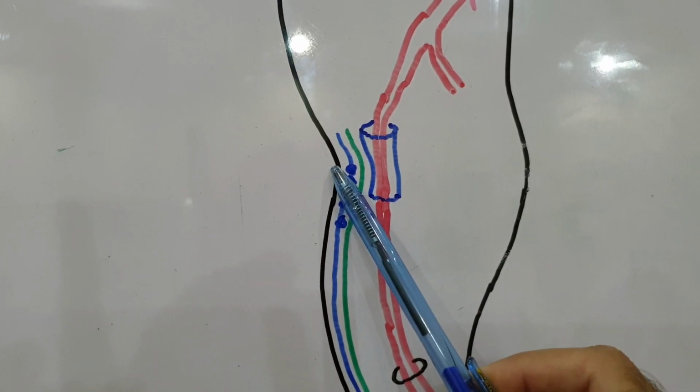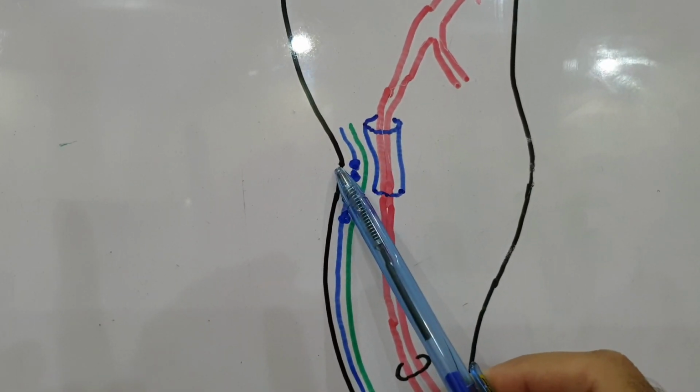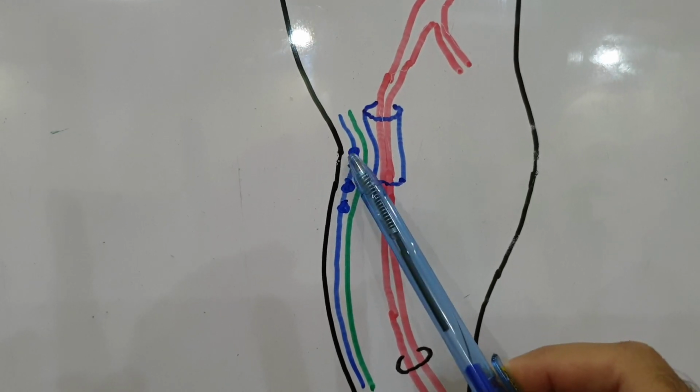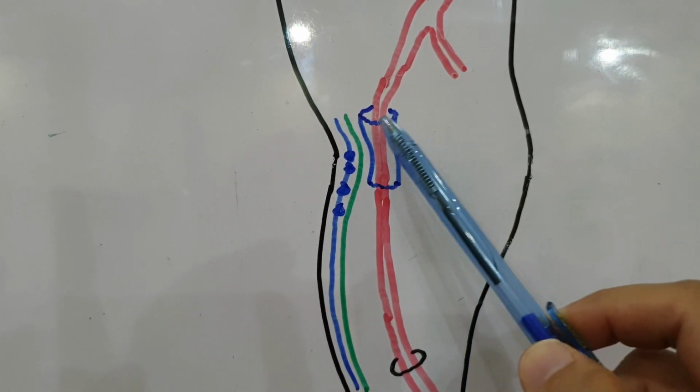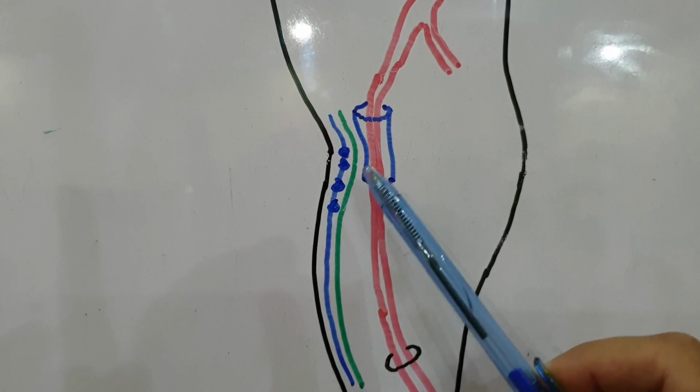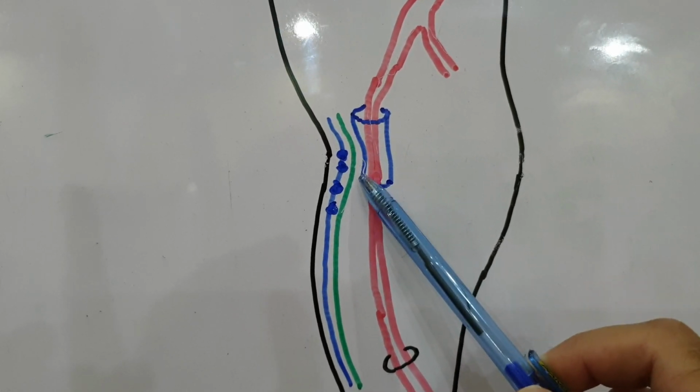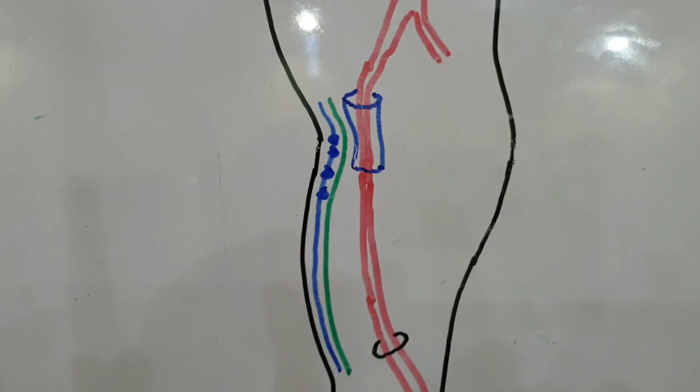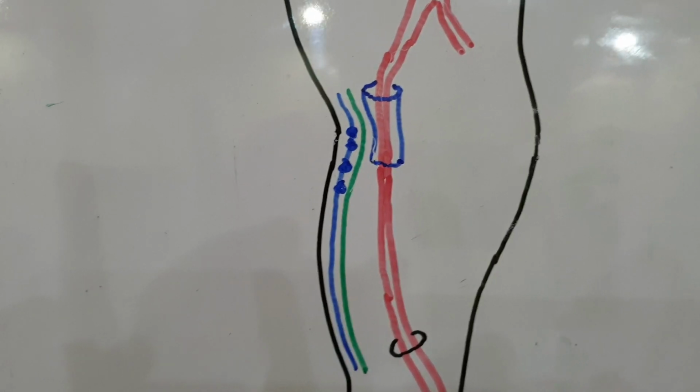Anteriorly, if we start from the superficial to the deep structures, first will come the skin, then is the superficial fascia containing the superficial inguinal lymph nodes, then comes the deep fascia or the fascia lata, then comes the anterior wall of the femoral sheath, then comes the femoral branch of genitofemoral nerve.